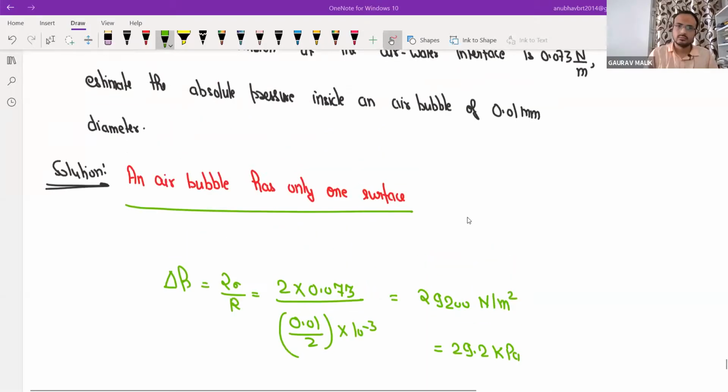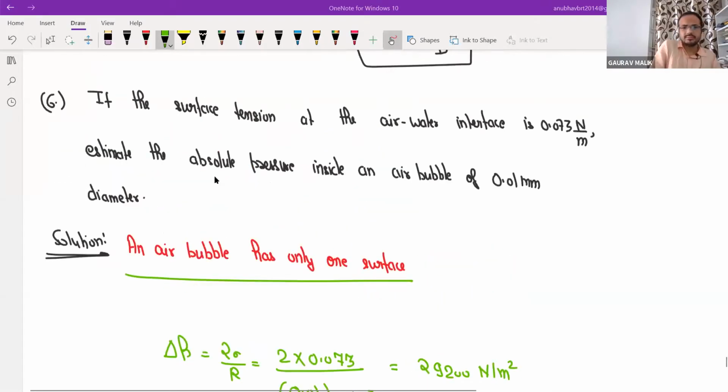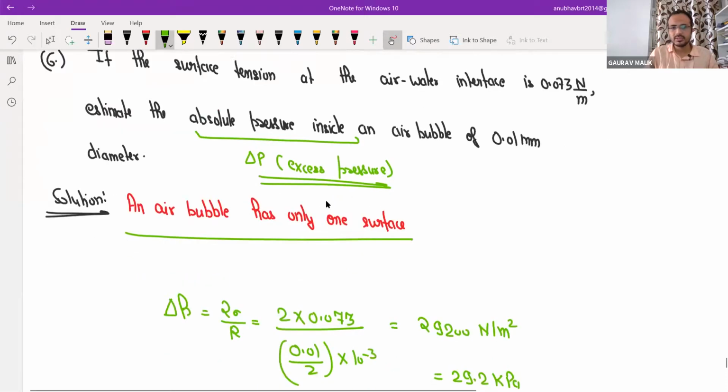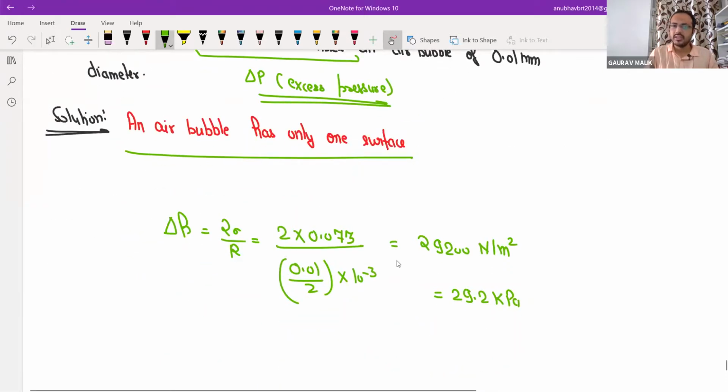That is the pressure. Okay. You need to just calculate delta P, excess pressure, at the place of this one. Otherwise, so many students will get confused. Excess pressure, so that is delta P, that is excess pressure, is equal to this one. My main motto in giving this question is that an air bubble has only one free surface. Now, okay, very good.